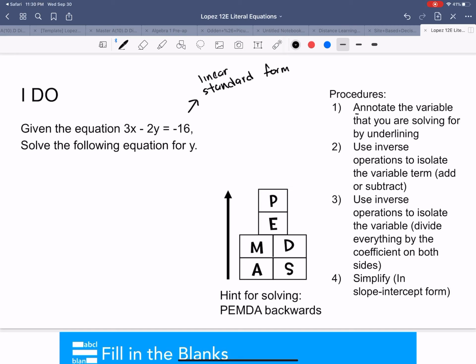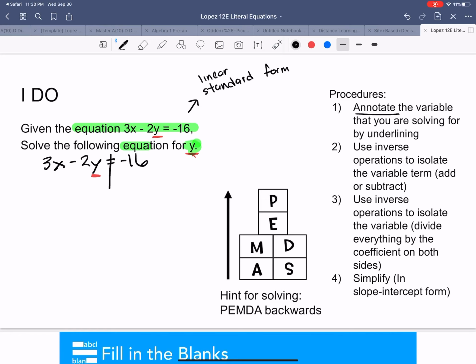It says, annotate the variable that you are solving for by underlining. So given the equation 3x minus 2y is equal to negative 16, solve the equation for y. It's telling me to solve for y, so I'm going to underline all those y's, because I need to know which variable I'm solving for. I know that I'm solving for y, so all my inverse operations will be to isolate that particular variable. Now let's go ahead and start solving this.